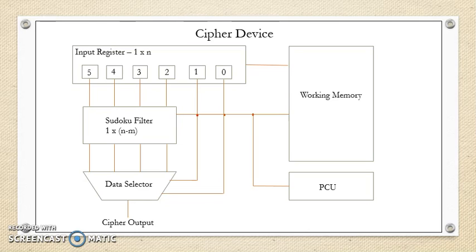An input register contains a number of data bits corresponding to a data unit element. In this example, the input register is configured to include a 1x6 grid or an array of numbers. In general, it can include a 1 by n array of numbers from a payload. Now, the Sudoku filter is coupled with the input register and the data selector is coupled with the Sudoku filter as well as the input register, shown with red lines.